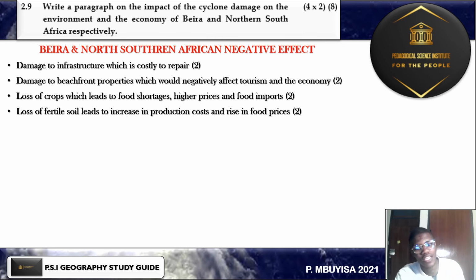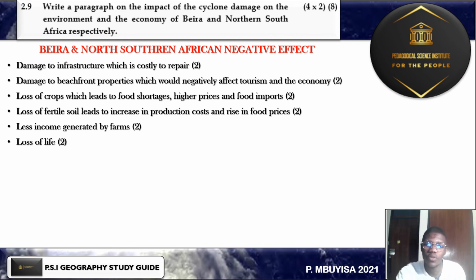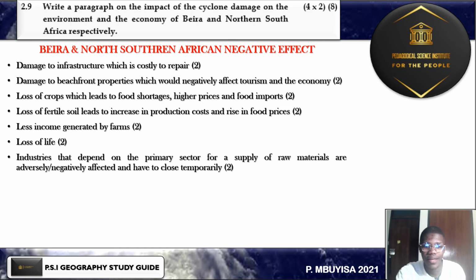There will be a loss of fertile soil, which increases production costs and a rise in food prices, and there will be less income generated by farms, and therefore agriculture will contribute very little to the economy. Some people may die as a result of the storms and strong winds and houses being damaged. Industries that depend on the primary sector for the supply of raw materials will be adversely or negatively affected and will have to close temporarily till the problem is addressed. So you see it affects even the other sectors of the economy.